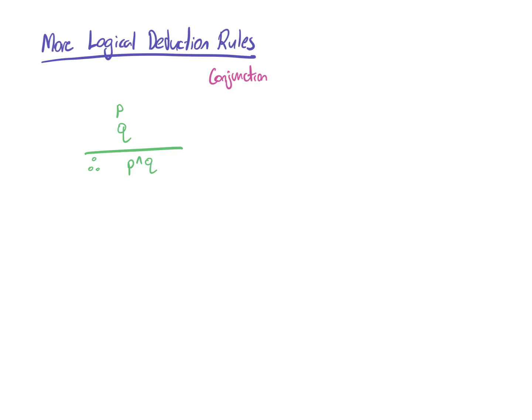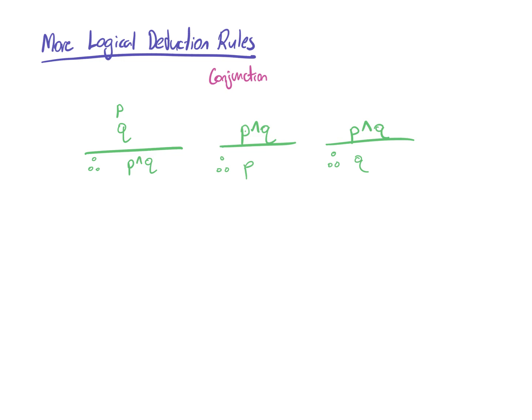Here's another one. If I know P and Q is true, then I'm allowed to conclude that P. I can always take the first argument of the and operator, and I can also take the second argument of the and operator. If I know that P and Q is true, then I can conclude that Q is true. So there are a few small logical deduction steps that I can use in order to use the conjunction operator when I'm doing logical deductions.